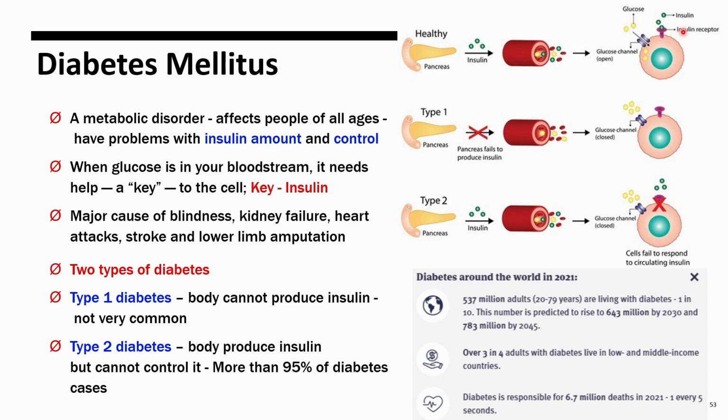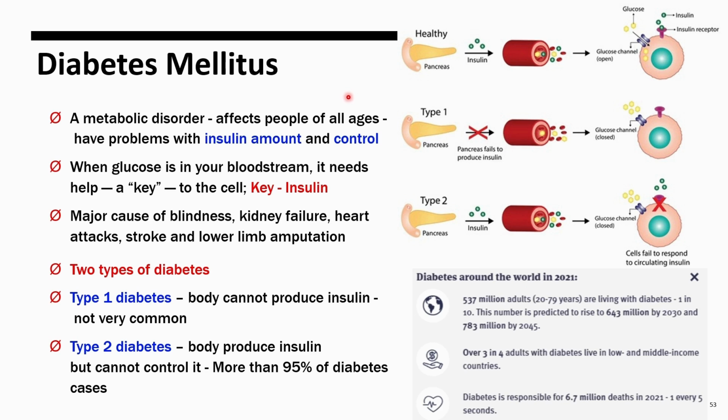So this glucose needs to enter into the cell. This entering, that channel, is opened by insulin. Insulin is actually the key to that channel. If you consider that channel as a door, insulin is the key.